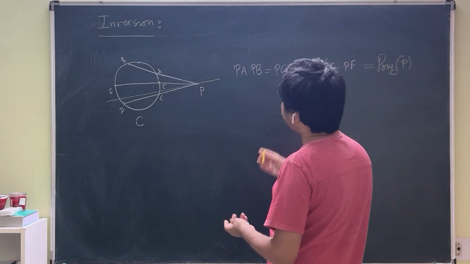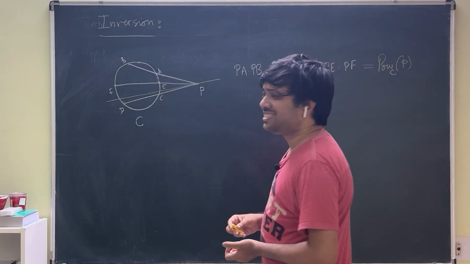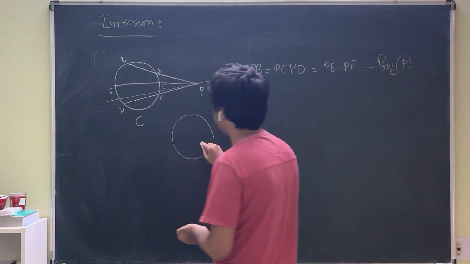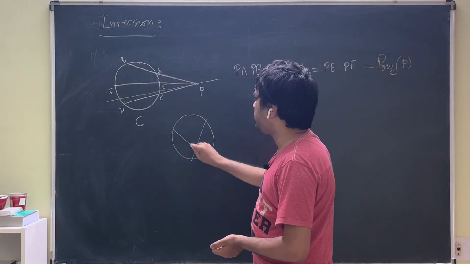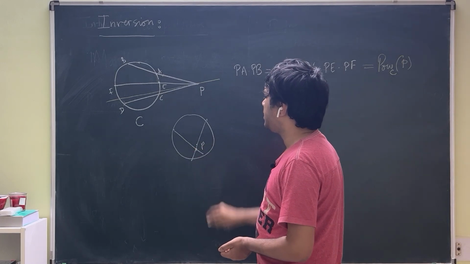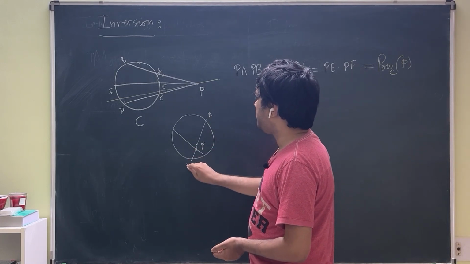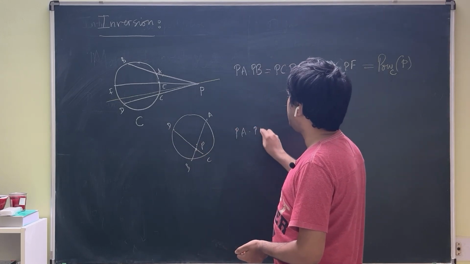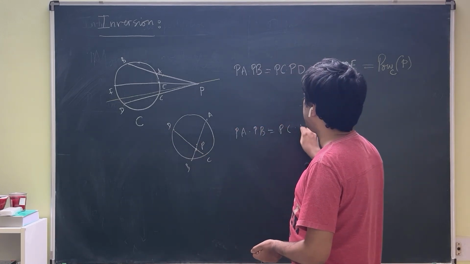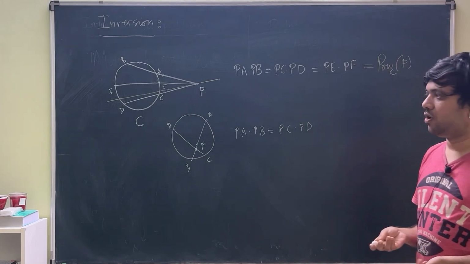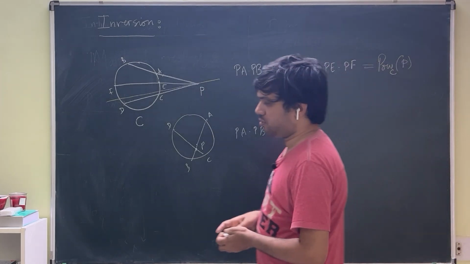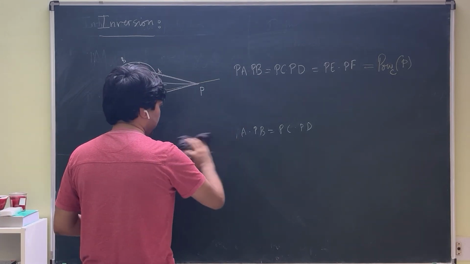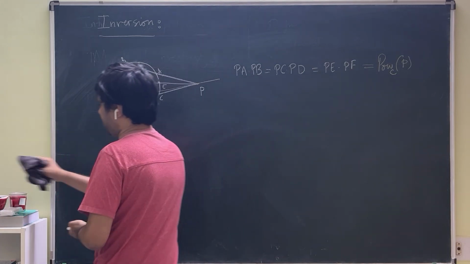By the way, this also works if the point P is inside the circle. If you have a point P inside the circle and you draw any two chords AB and CD, it turns out that PA into PB is equal to PC into PD. In this case also you call it the power of a point, whether it's inside or outside, this statement works.